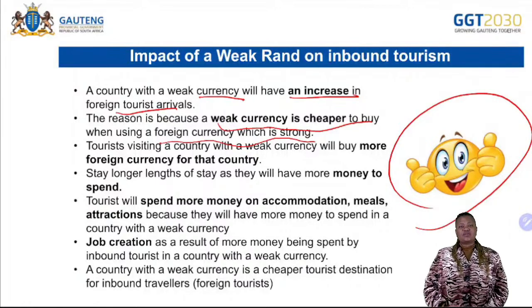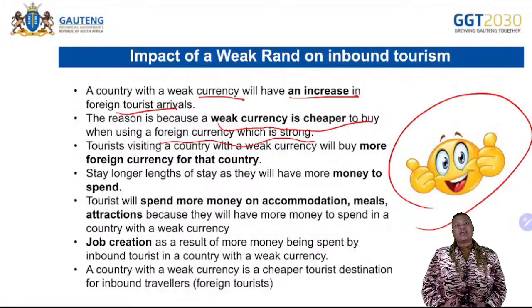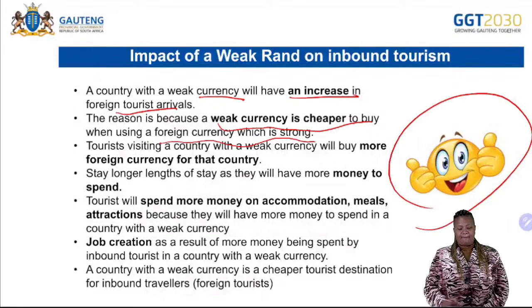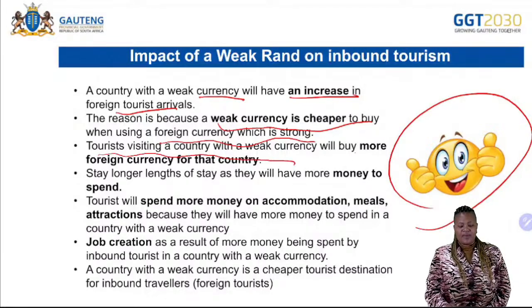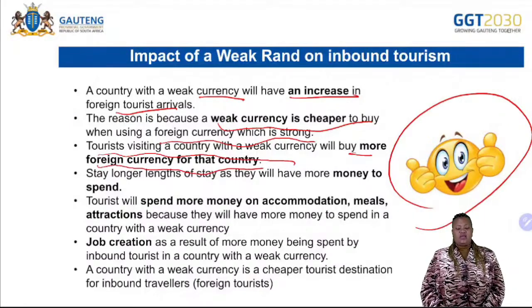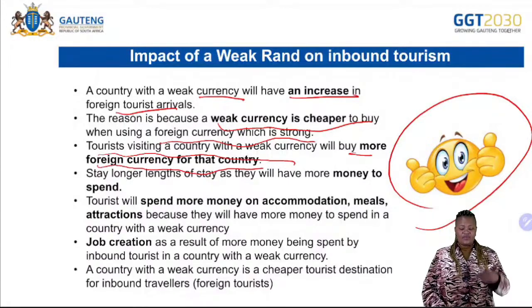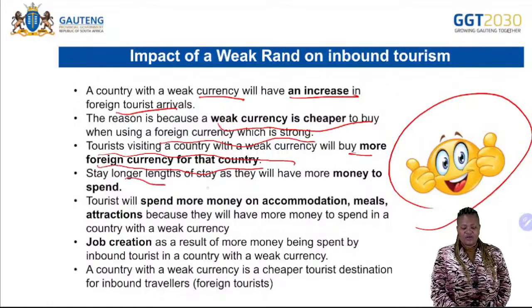So when we have foreign tourists coming in, and at that particular time, that specific period, maybe our rand is weaker, they're able to get more South African rands for less. Tourists visiting a country with a weak currency will buy more foreign currency for that country. So if the currency is weak, tourists will be able to buy more of the South African rand. They'll be able to stay longer lengths of stay as they will have more money to spend.